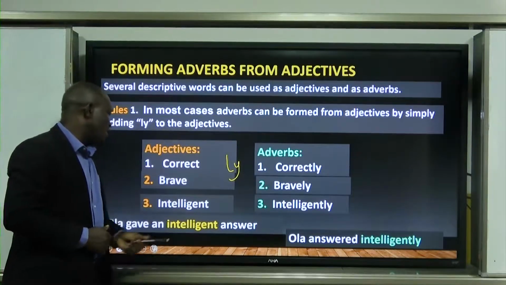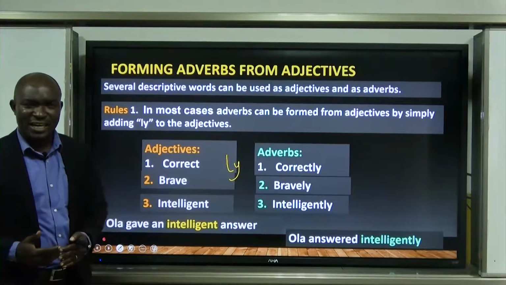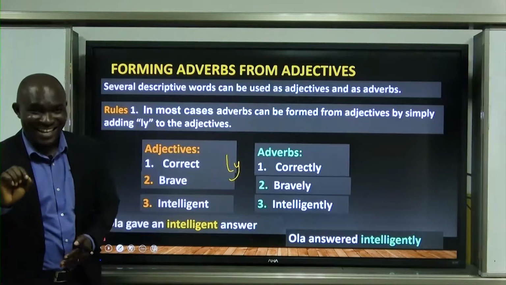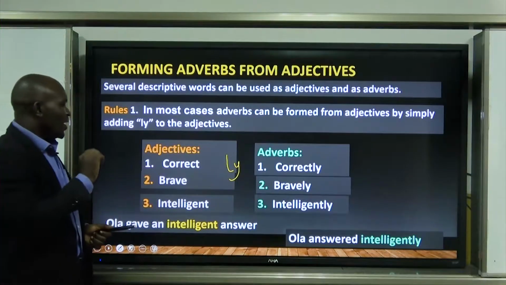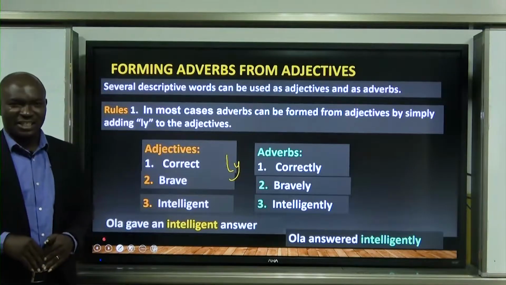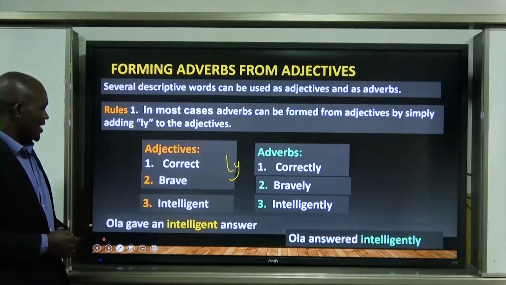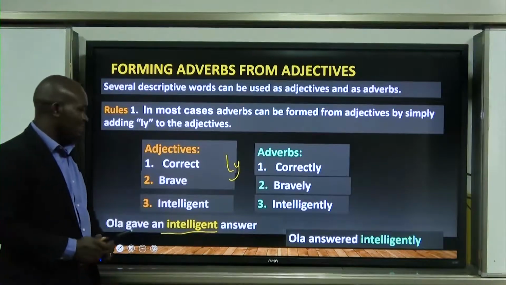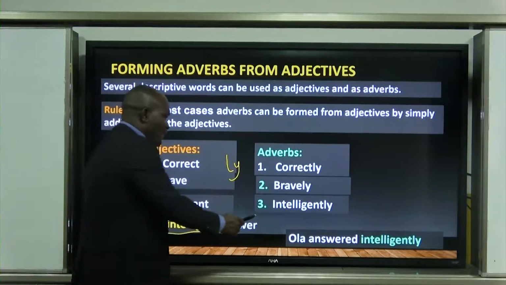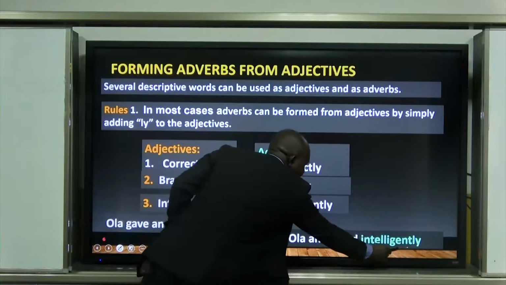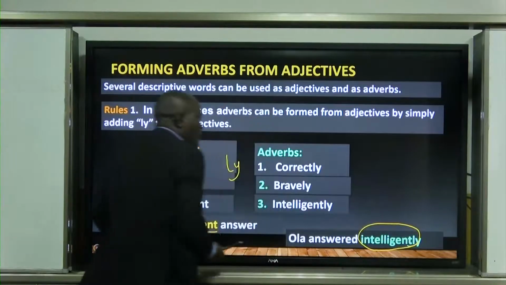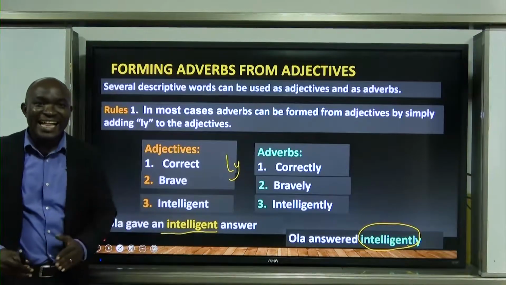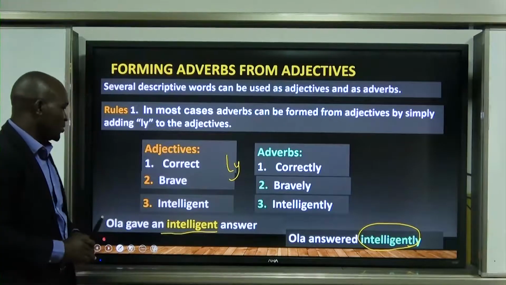Okay, let's look at another word, intelligent. It was an intelligent answer. Intelligent what? Answer. Now, Ola answered intelligently. Ola gave an intelligent answer. In this case, intelligent answer has an adjective, and Ola answered intelligently, here is an adverb, by following what? Simply adding ly. You get it? Good. So that's the first rule.